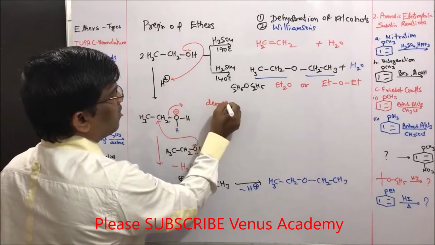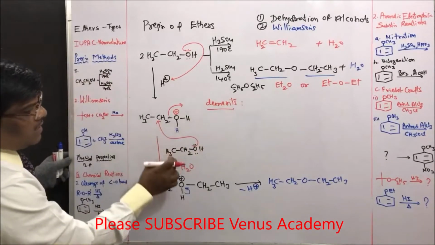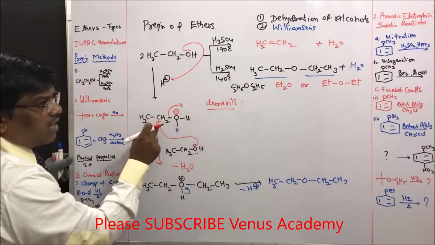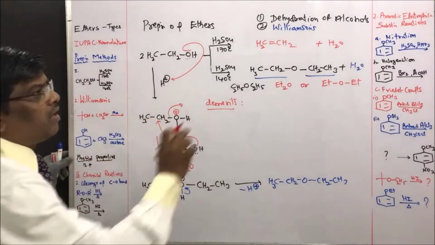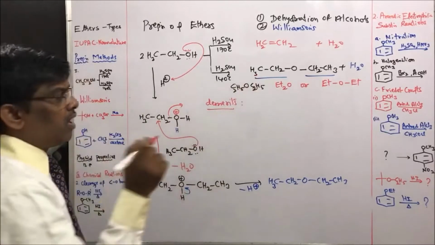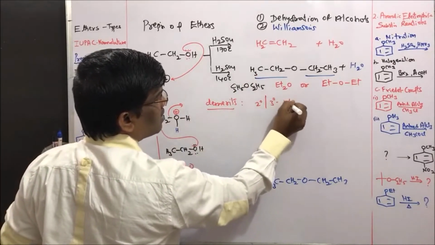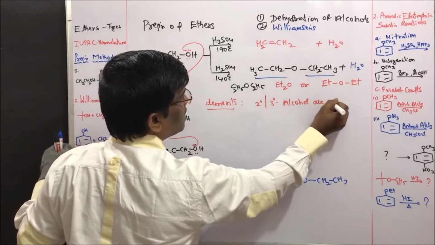Demerits of this method. What are the demerits? It is an SN2 reaction. If I take a secondary alcohol or tertiary alcohol here, it is not going to give ethers. It is going to give elimination products. So secondary or tertiary alcohols are not useful in this method.